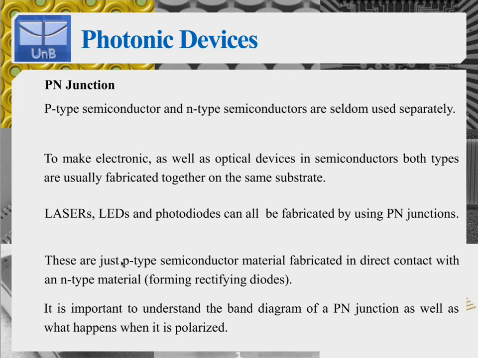So in these devices, when we say that you have a PN junction, we mean that the p-type semiconductor is in direct contact with the n-type semiconductor, forming an interface between these types of doped materials. In order to properly understand the physics as well as the functional characteristics of these devices, it's important to understand the behavior of the band diagram of such PN junctions, both when the junction is not polarized as well as when it's directly or reversely polarized.